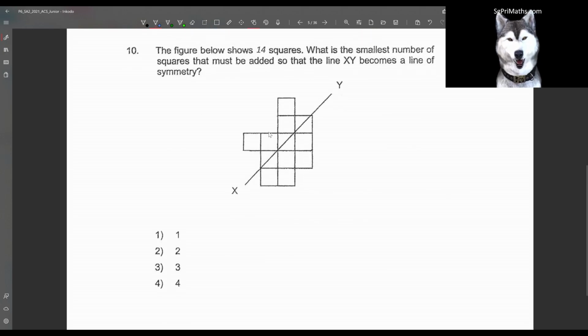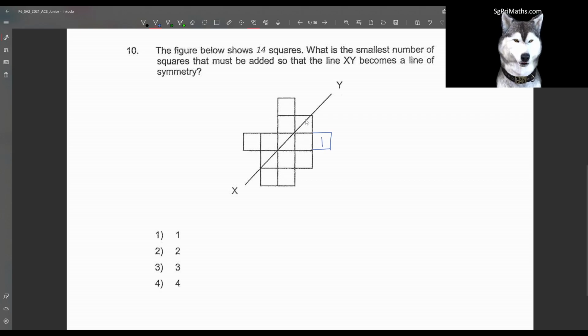The figure below shows 14 squares. What is the smallest number of squares that must be added so that the line XY becomes a line of symmetry? Okay, so let's see. This square is symmetrical. There's this square missing over here. It's connected to this. So that's 1.